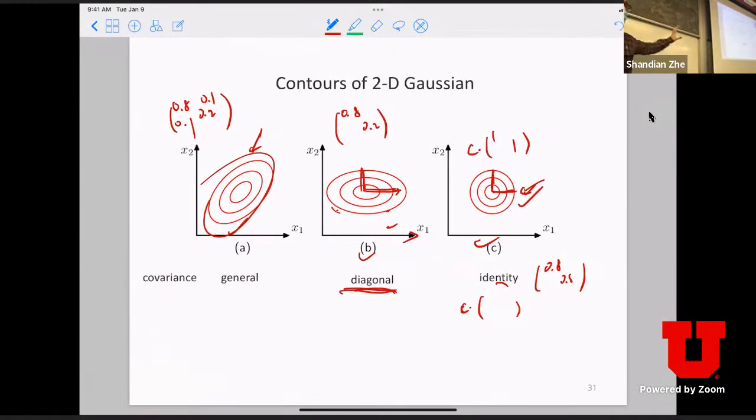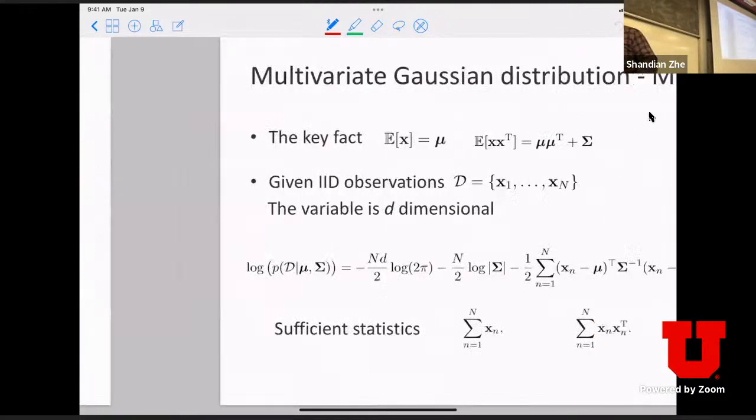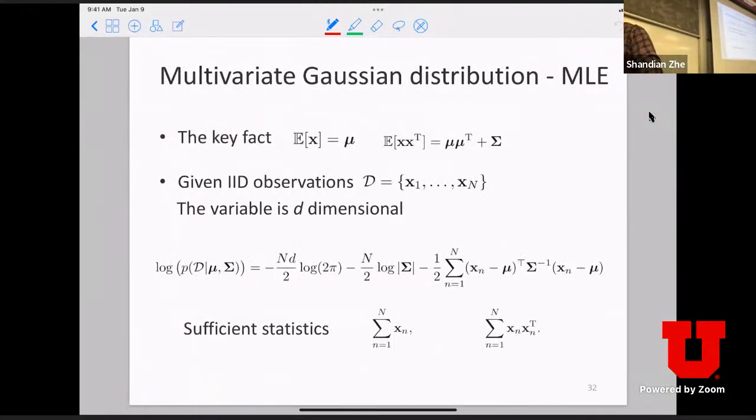By the way, any questions about that? I hope everyone will get very familiar with this after this class, because this is really important. Okay, so then let us talk about the MLE estimate for the multivariate Gaussian distribution.